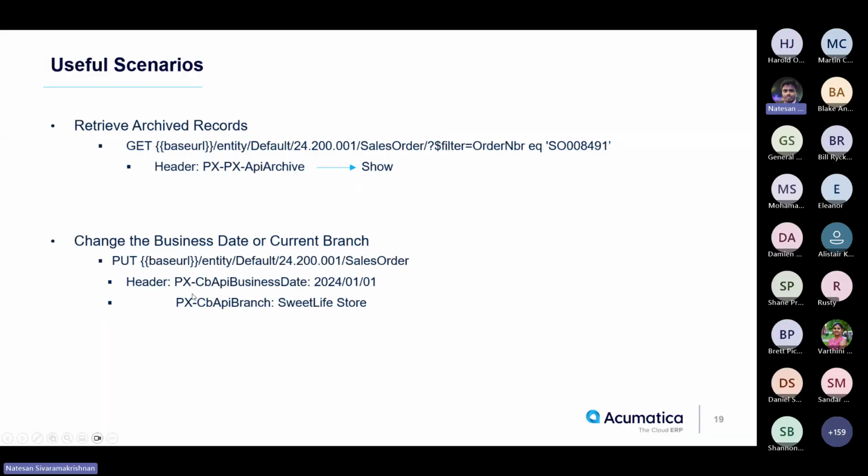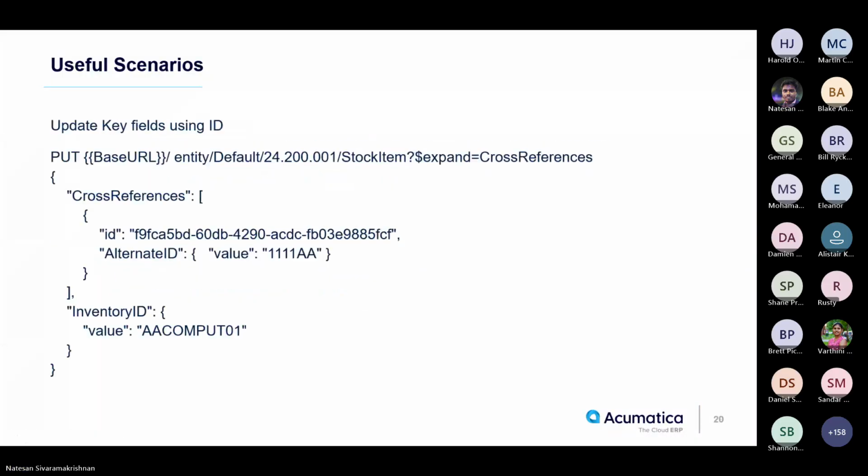Similarly, another feature of the header parameter is to set the business date. By default, the current date is used as the business date, and the branch or the tenant that we used during the sign-in is going to be used. But if we wanted to modify it for a particular request, then we can use the header parameters px-cb-API-business-date and px-cb-API-branch to set up the business date and the branch for the particular request.